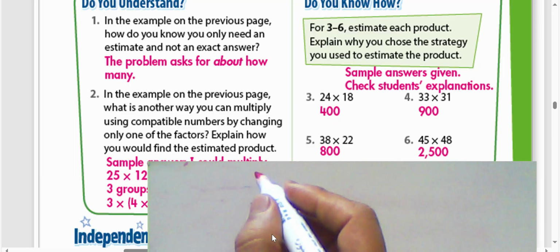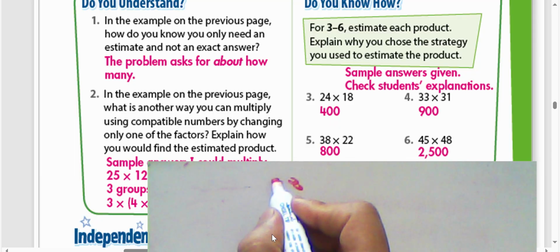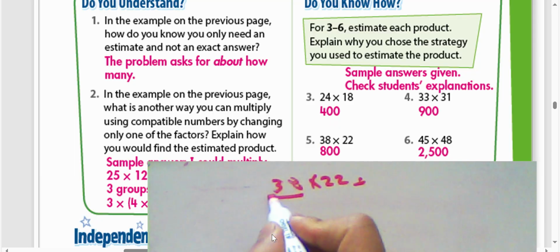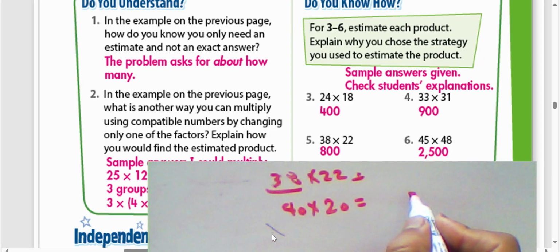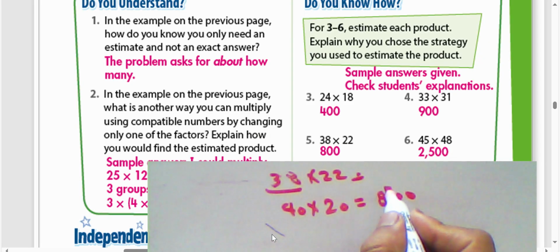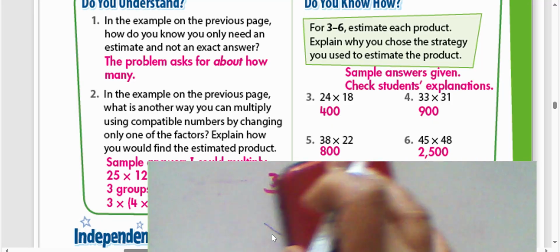Then we have here 38 product by 22. This number is nearest to tens, it will be 40. And 22 nearest to 20. Then the product between them, write double 0, and 2 times 4 equals 8. The answer will be 800.